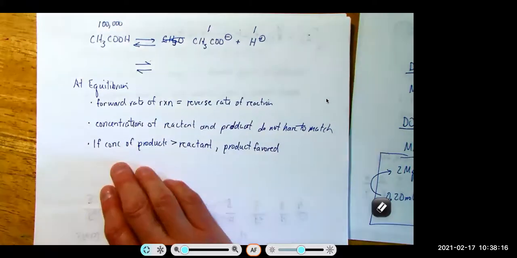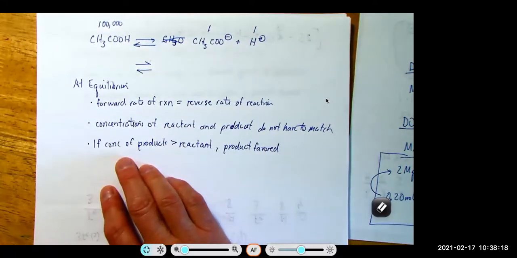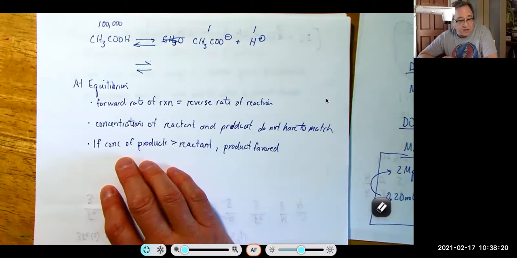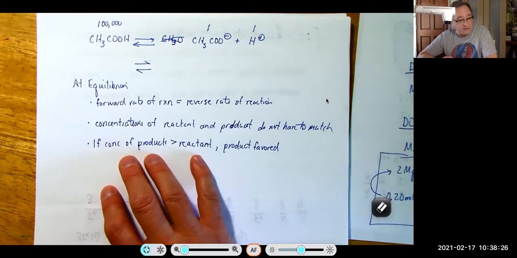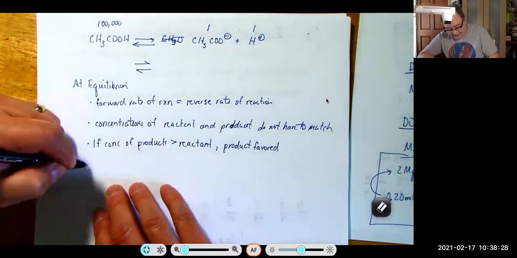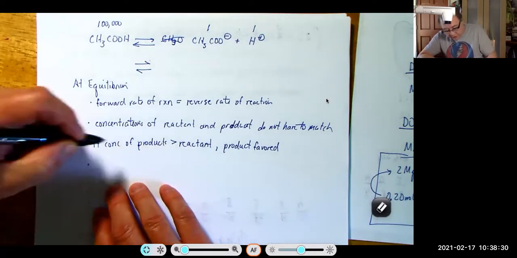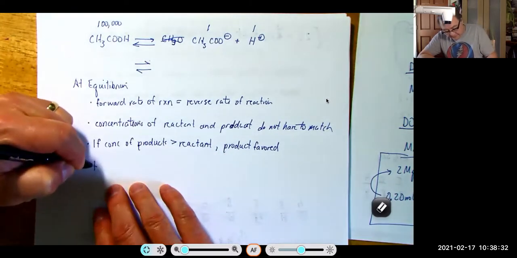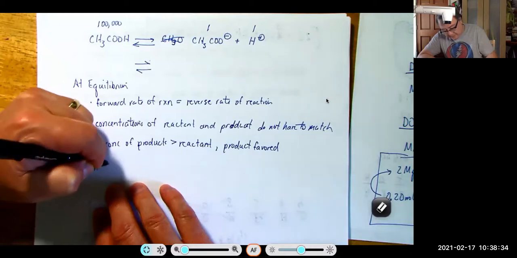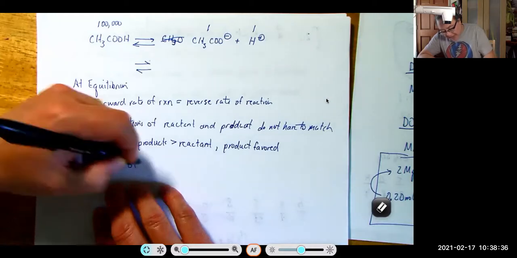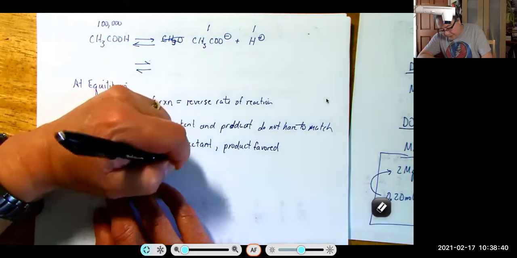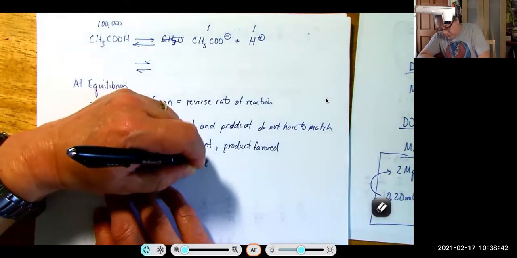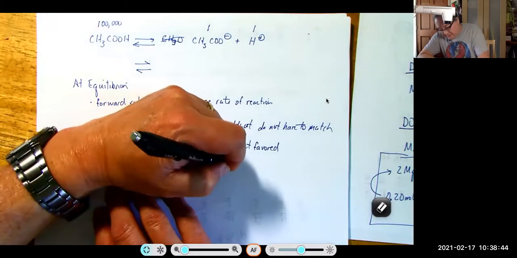Is it like the number of molecules? That's right. So concentration would be akin to the number of molecules. So if the number of molecules of products is greater than the number of molecules of reactants, it's product favored. Does that make sense? And if the reverse is true, if the concentration of reactants is greater than products, we call it reactant favored.